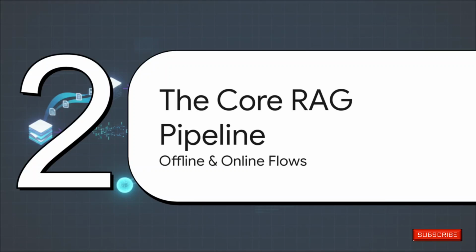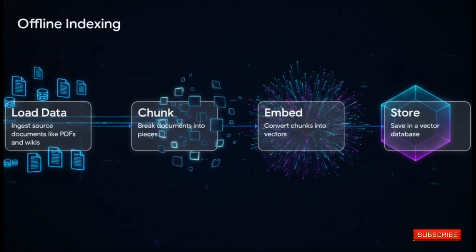Moving right along to Section 2, the core RAG pipeline. Let's look at the offline and online flows. To really grasp the architecture here, it's best to just follow the journey of a single data point through these two very distinct workflows. We'll start with the offline phase.